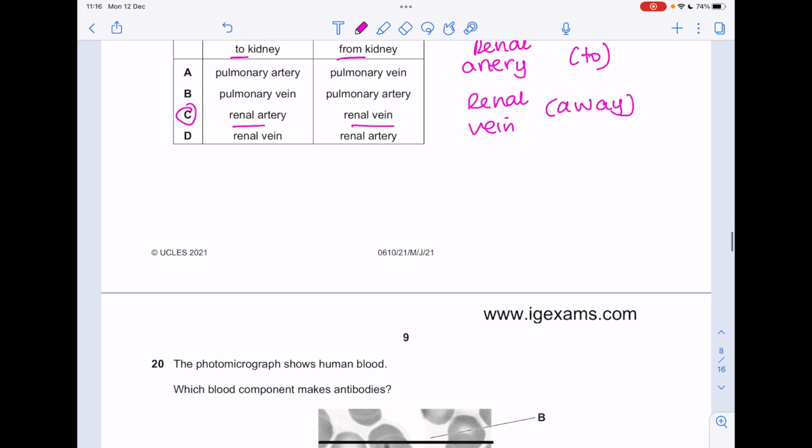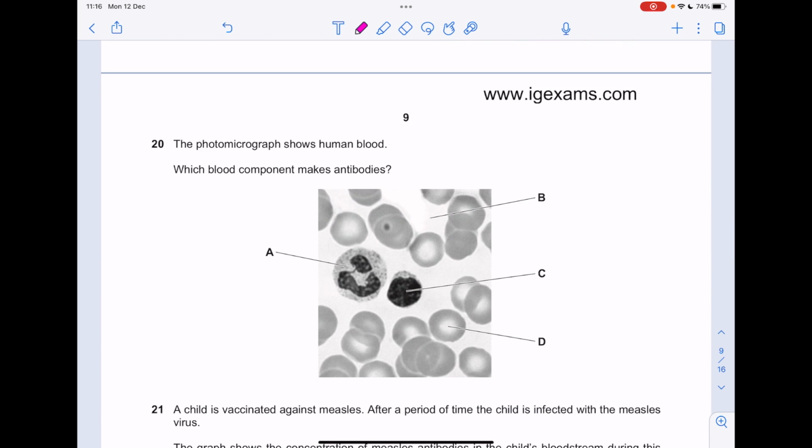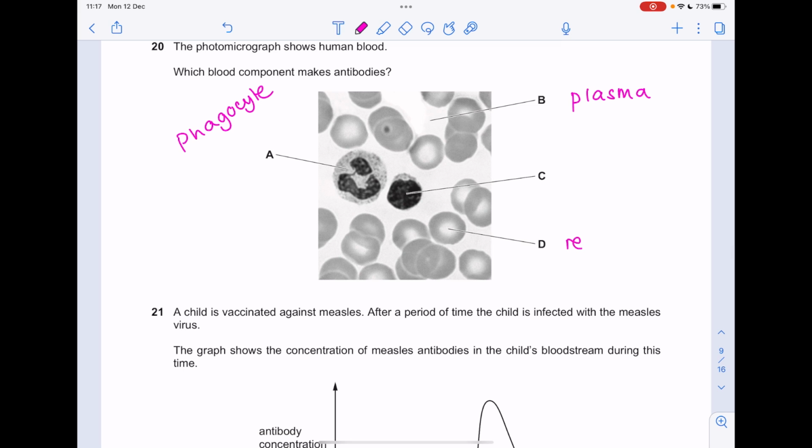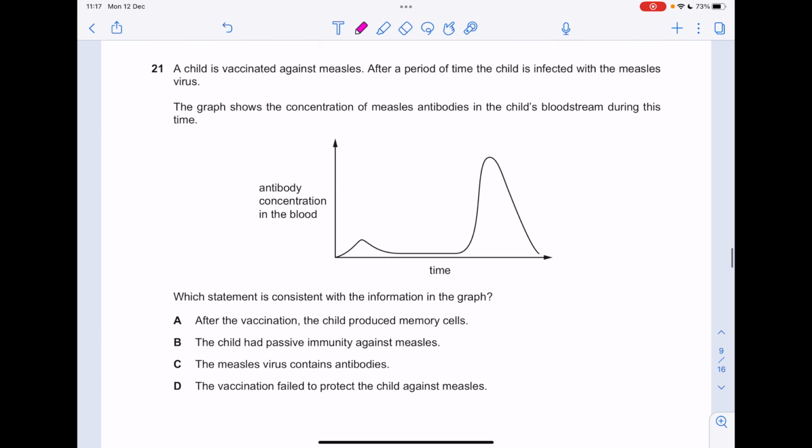The photomicrograph shows human blood. Which blood component makes antibodies? This is plasma. You've got a very low nucleus over here, which is why it's the phagocyte, which is responsible for ingesting pathogens. D is a red blood cell. It transports oxygen attached to hemoglobin. C is your lymphocyte. It's a type of white blood cell which makes antibodies. Has a single large nucleus. So that's why it's identifiable, and that's the answer.